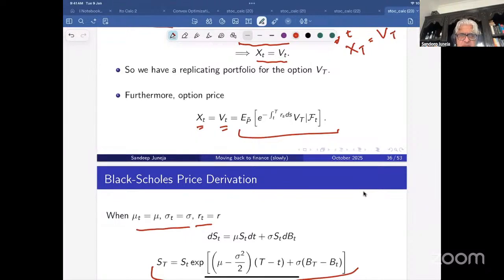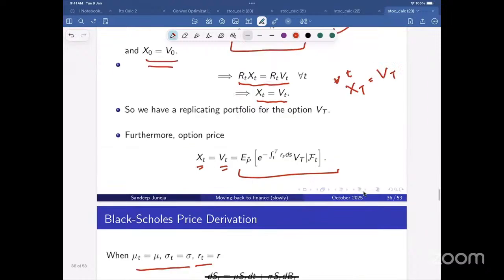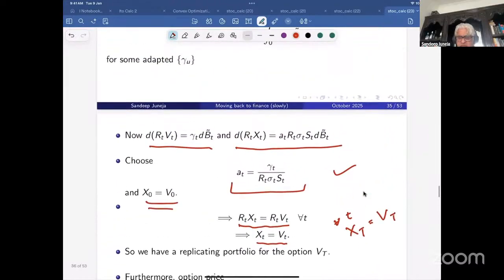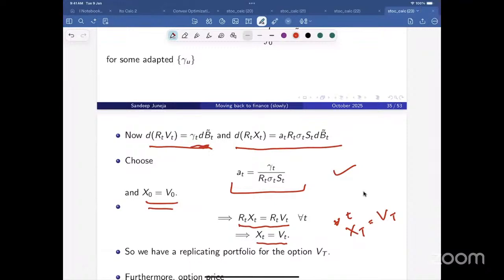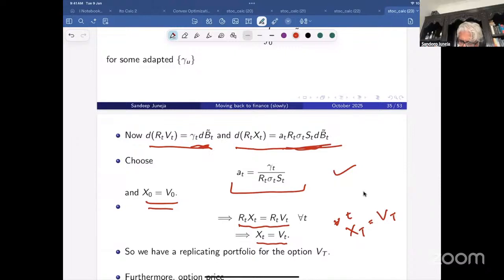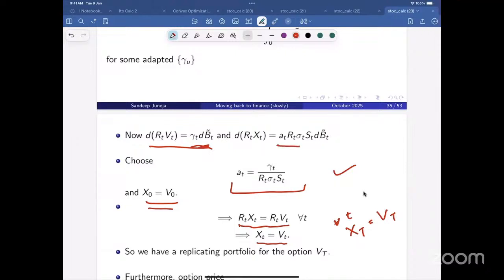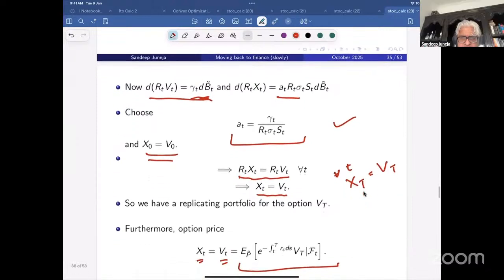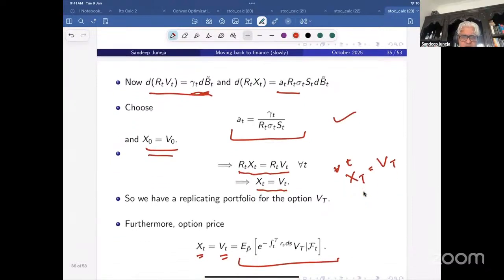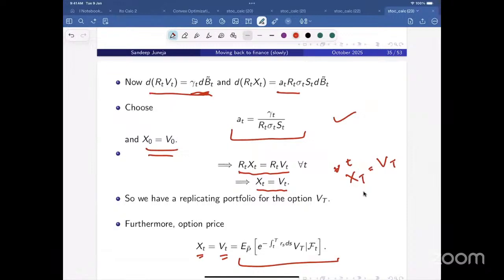Otherwise, you have an arbitrage. And we constructed this replicating portfolio. We just said VT, the way we defined it, has this representation, right? Any self-financing portfolio has this representation, but we are free to choose AT. So we choose AT in this manner, then we are exactly replicating the option. Okay, so basically the problem that we are solving is we are giving a tractable version of the expectation on the right hand side.